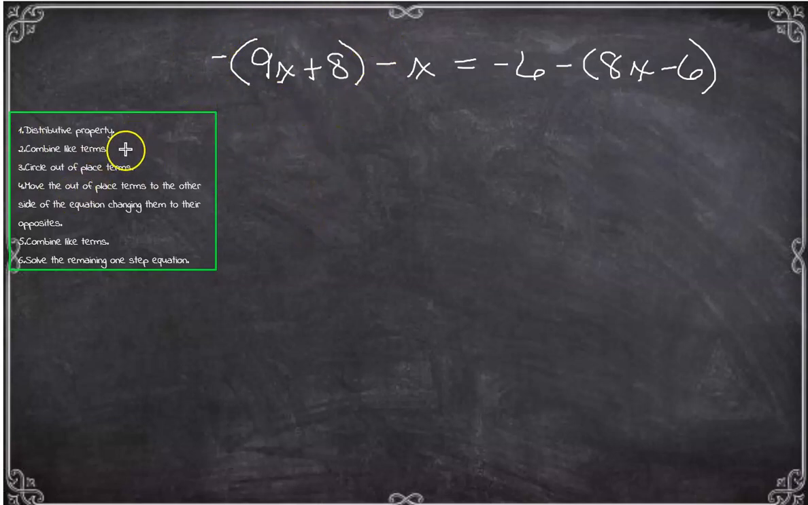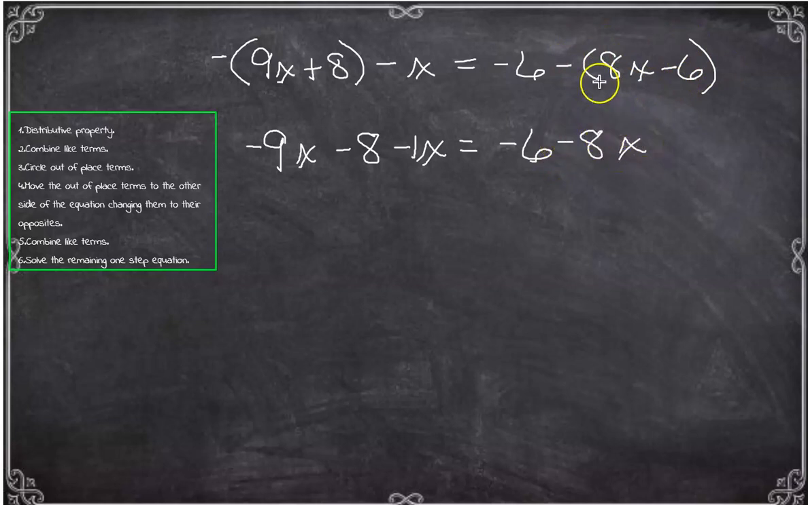So the first thing we're going to do is distributive property on both sides of the equation. So I'm going to do the same thing that I did in the previous slide with this negative. I'm going to change these to their opposites. So I'm going to end up with negative 9x minus 8 minus x, so that's a 1x. If you want to put a 1 in there, you can, equals negative 6. And then we have the same thing again. We have minus and then these terms in the parentheses. So we're just going to change them to their opposites, minus 8x. And then that's going to change to a plus 6.